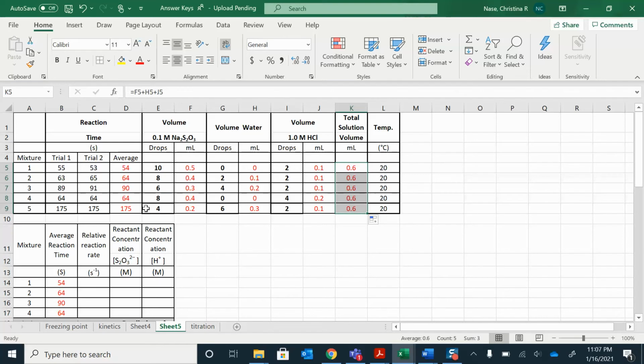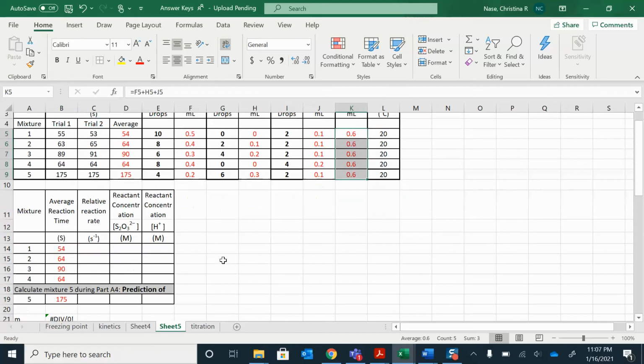Okay, so this first chart, not too bad. Find the average time for both trials. Also, make sure that your trials agree, I think within 10 seconds, they should be pretty close. I got pretty good results there. So we found the average time, and then we converted the drops to milliliters.